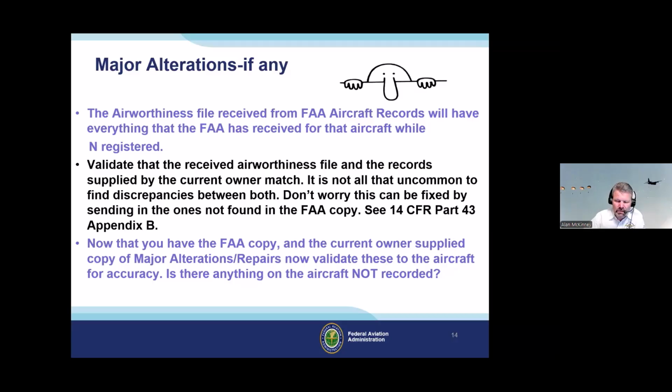So if you can't find a 337, don't panic just yet. Look through the records and see in the logbooks if they did an entry for a minor alteration. And then if so, hopefully they did an accurate entry that describes why they considered it to be a minor alteration versus a major.